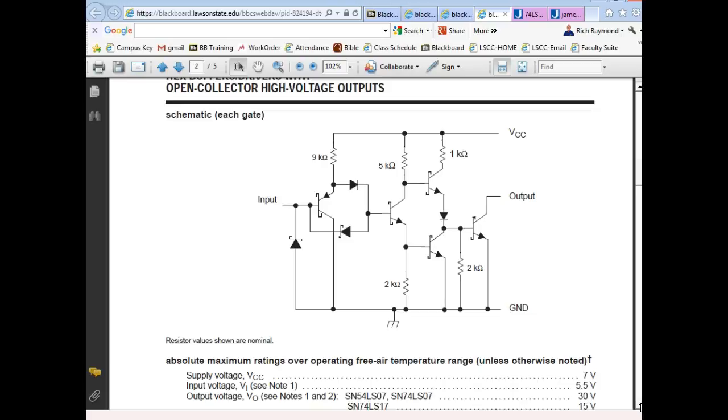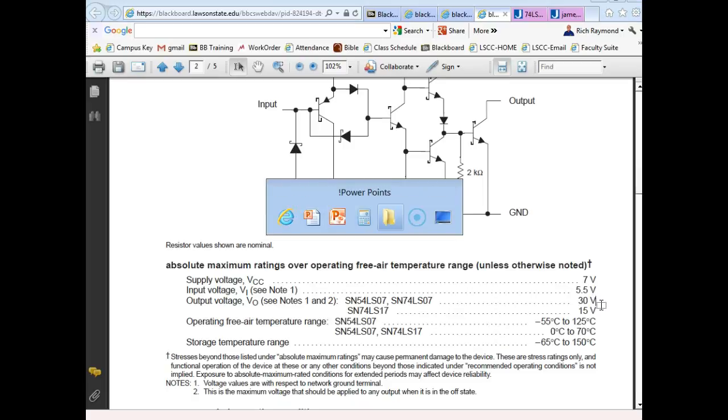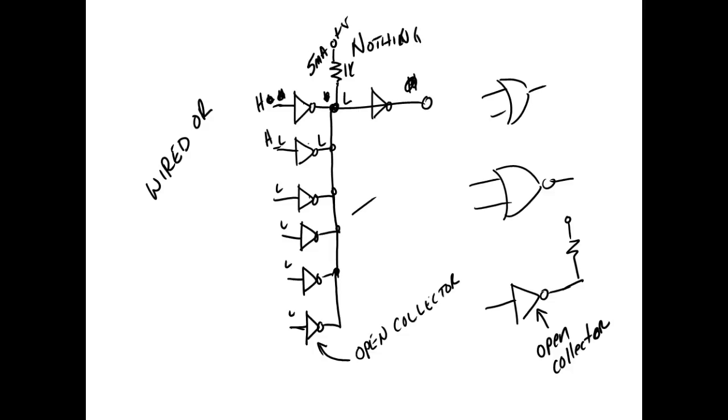Open collector means it's not connected to anything. So this output voltage can go up to what? 30 volts. So what that means is, let's say I want to run a 12-volt light bulb. Well, I couldn't run a 12-volt light bulb with a standard gate, but I could come over here and put my light bulb right here, and up here I could hook this up to 12 volts.